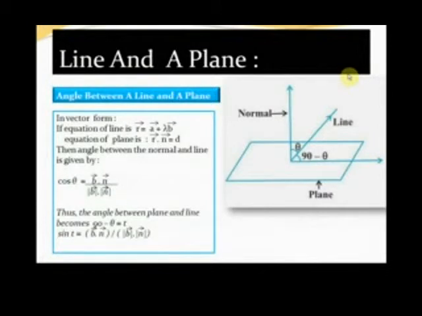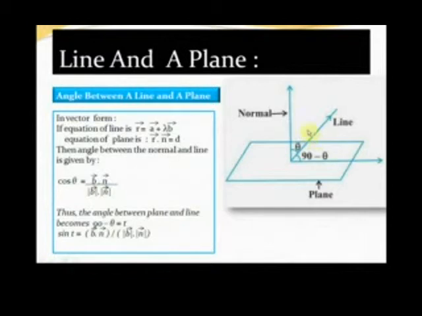Now let's try to study a line and a plane together. So the first is angle between a line and a plane. Now let us say that this is a plane. Any line is this which intersects the plane in this manner. The normal to the plane is this. Now the angle between a line and a plane is given by this angle. This angle represents the angle between the line and a plane.